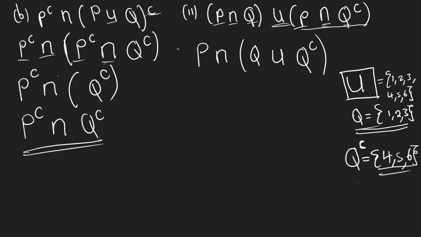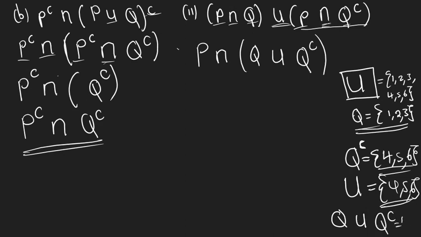From the universal set. Exactly. No wonder I was saying you remain with the universal set. Have you understood what I'm saying? So when you have a set uniting with its complement, you remain with the universal set. No wonder here it's P intersection the universal set, and P intersecting the universal set is going to give us P itself, set P itself.